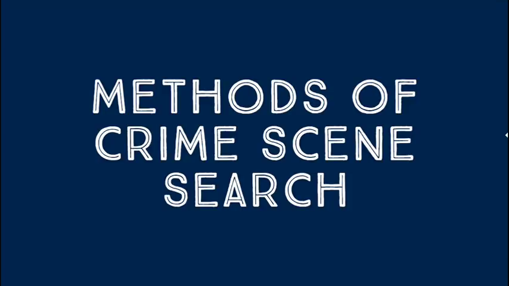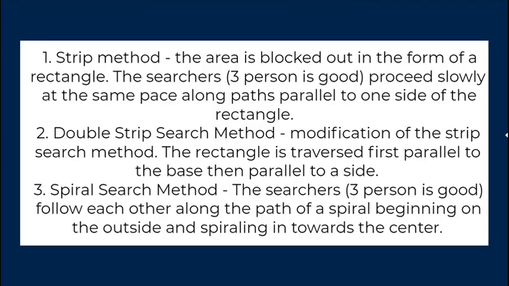Methods of crime scene search. 1. Strip method. The area is blocked out in the form of a rectangle. The searchers, 3 persons is good, proceed slowly at the same pace along paths parallel to one side of the rectangle. 2. Double strip search method. Modification of the strip search method. The rectangle is traversed first parallel to the base, then parallel to a side.